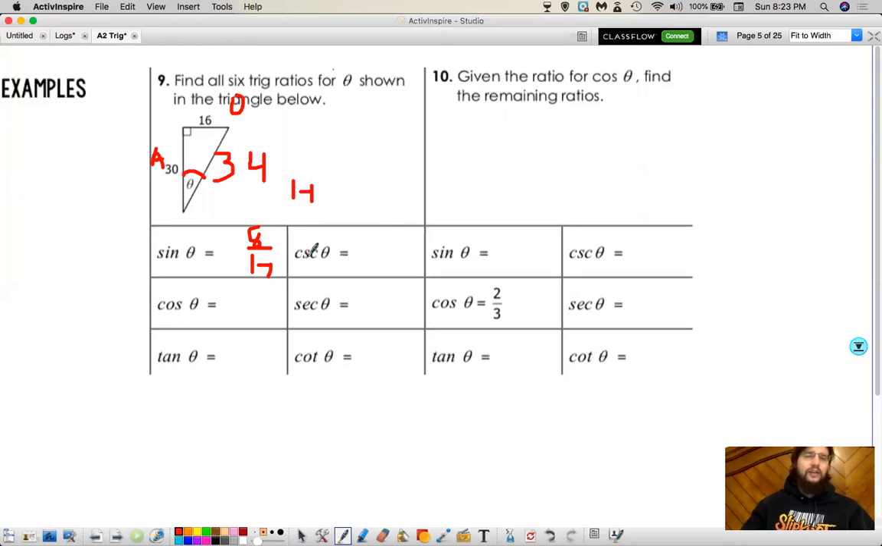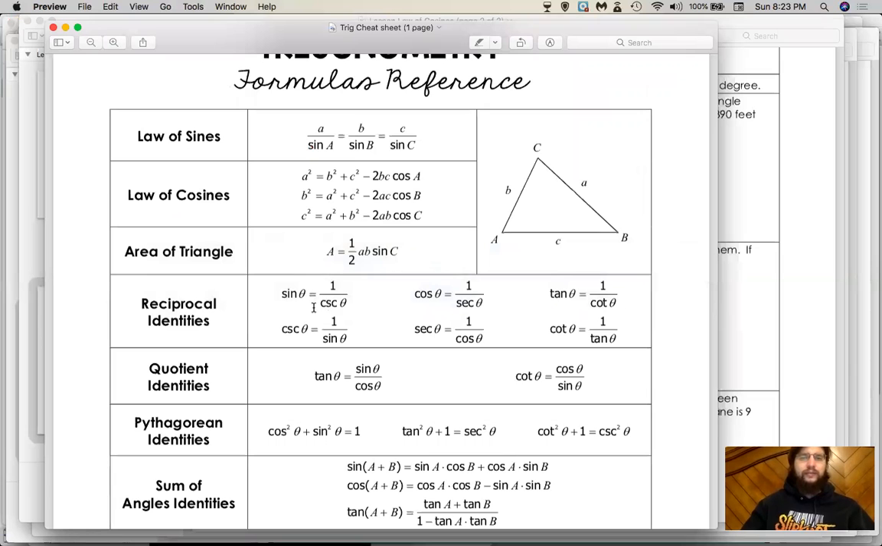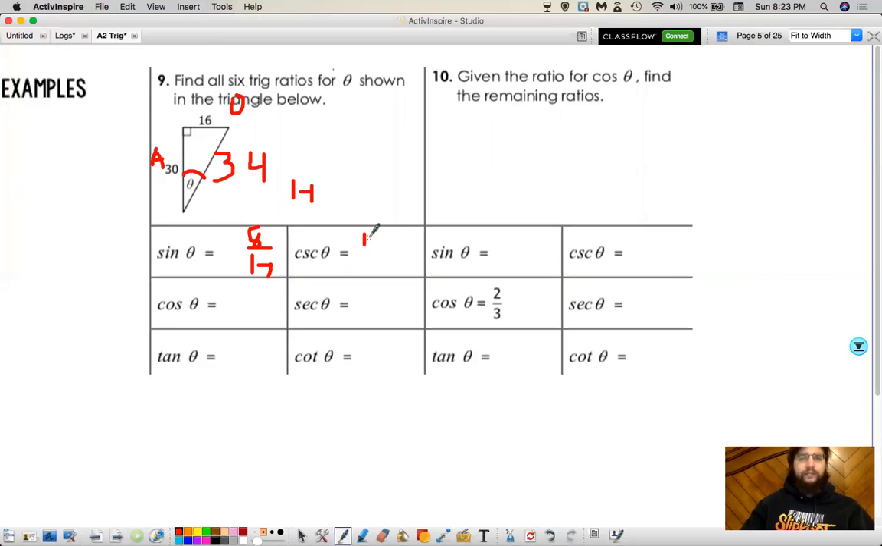This is sine, this is cosecant. Well, if you don't remember, cosecant is the reciprocal of sine, right? So flip it, 17 over 8. Cosine, that's adjacent over hypotenuse. That's 30 over 34, which is 15 over 17. And secant is 17 over 15. Tangent, opposite over adjacent. So that's 8 over 15. Cotangent would be 15 over 8.